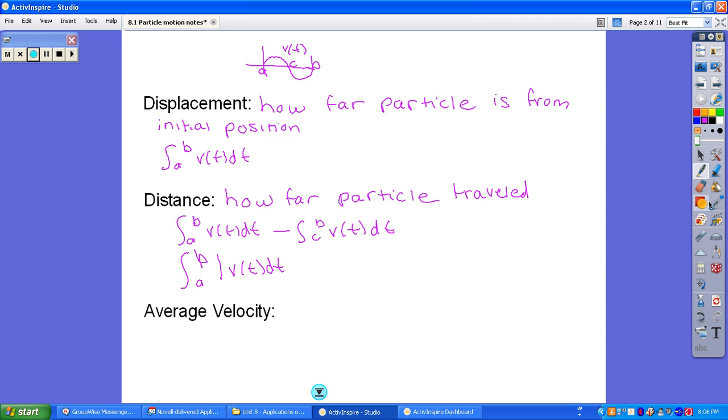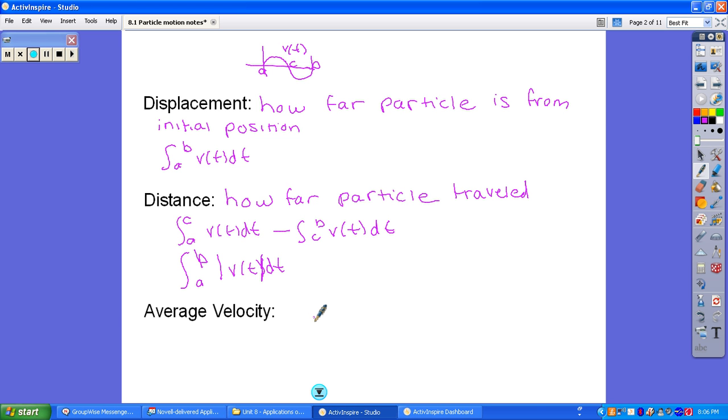And I actually made a mistake. This should be up here, the integral from A to C. So we're doing the positive area minus the negative area, which gives us them added together. But in one step, we can just take the absolute value of the entire area, and that will give us distance as well.